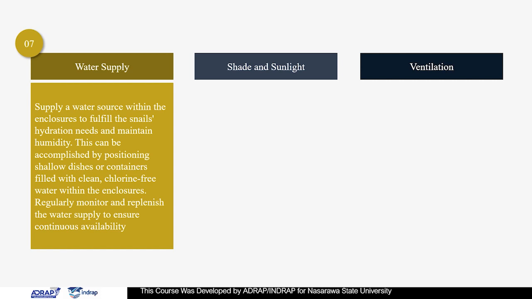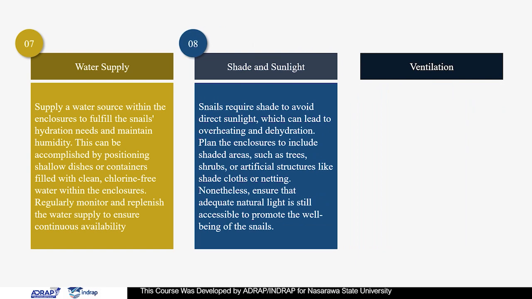Shade and sunlight. Snails require shade to avoid direct sunlight, which can lead to overheating and dehydration. Plan the enclosure to include shade areas such as trees, shrubs, or artificial structures like shade cloths or netting. Nonetheless, ensure that adequate natural light is still accessible to promote the well-being of the snails.